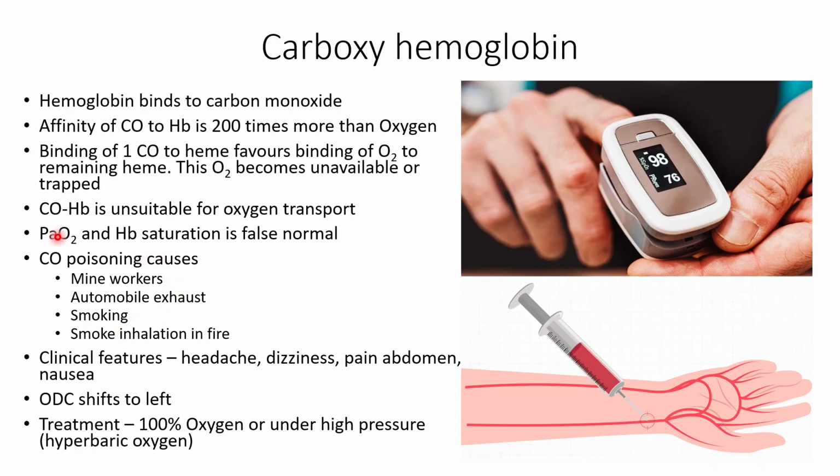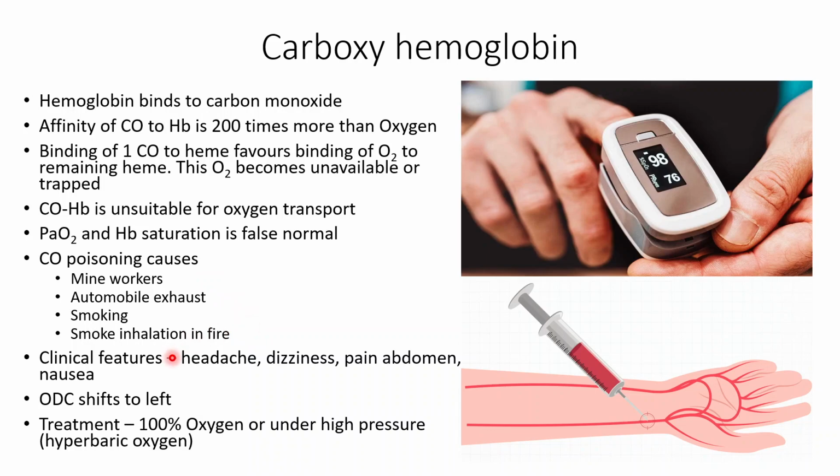Yeah. So coming to the causes. What are the causes which increase carbon monoxide levels? Carbon monoxide levels are seen excessively amongst mine workers, who do a lot of mining, for example coal mines. Automobile exhaust gives out carbon monoxide. Smoking increases carbon monoxide levels. Also smoke inhalation in a fire: when there is excessive burning somewhere, the chances of carbon monoxide poisoning increase. So these are the various common causes of carbon monoxide poisoning.